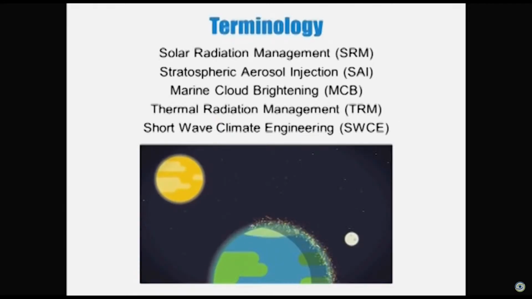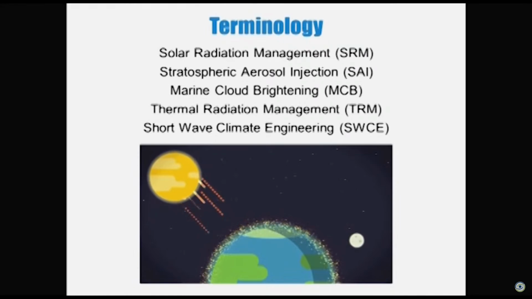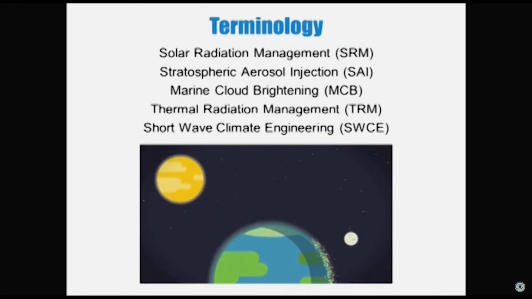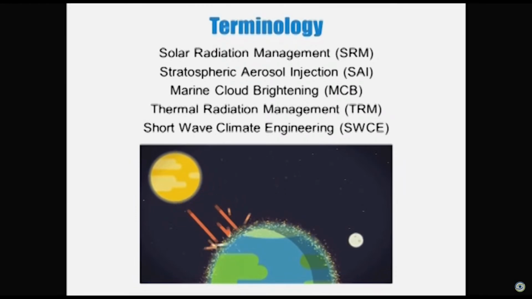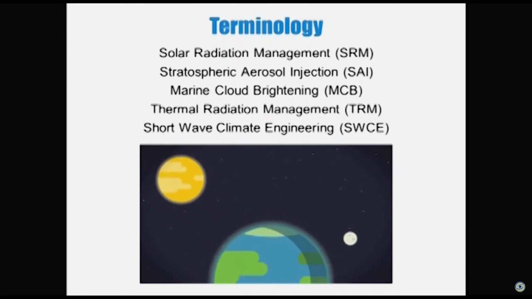Now, this solar radiation management looks like this little animation here. You put particles in the sky, and the sun bounces off of it. So they want to block the sun to save us from global warming. So what you guys are doing here is very important to me, because if not, this is what we're going to get. And I've got some of the terminology up there: marine cloud brightening, thermal radiation management, shortwave climate engineering.